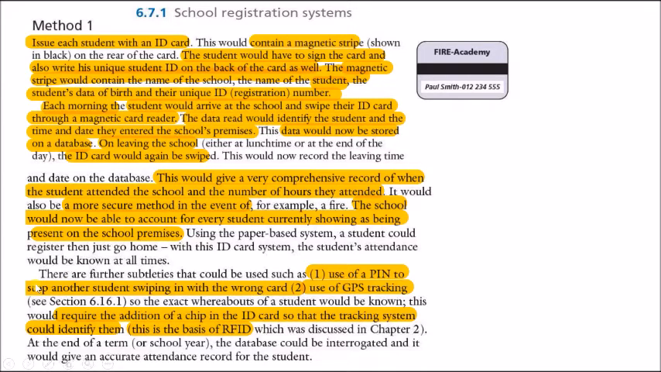Now, there are further improvements that could be used. Number 1, use a pen to stop another student swiping in with the wrong card, so no students will mistake their cards. Also, using some GPS tracking on these cards will tell you exactly where each student is. So you can find the student in which classroom or in which place in the school they are, or even in the house. Now, that was method 1.